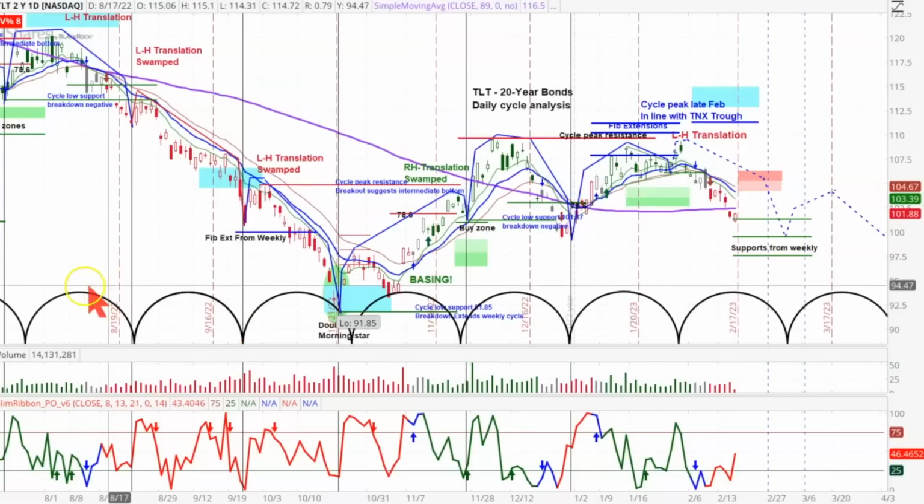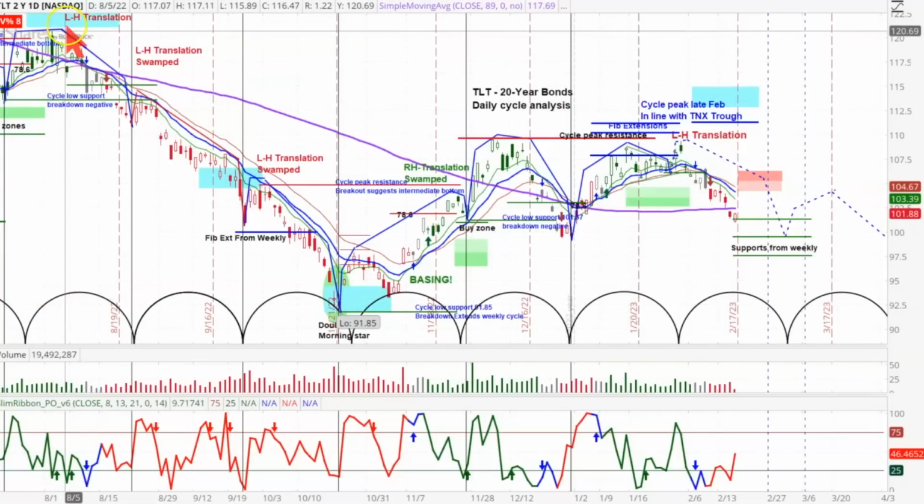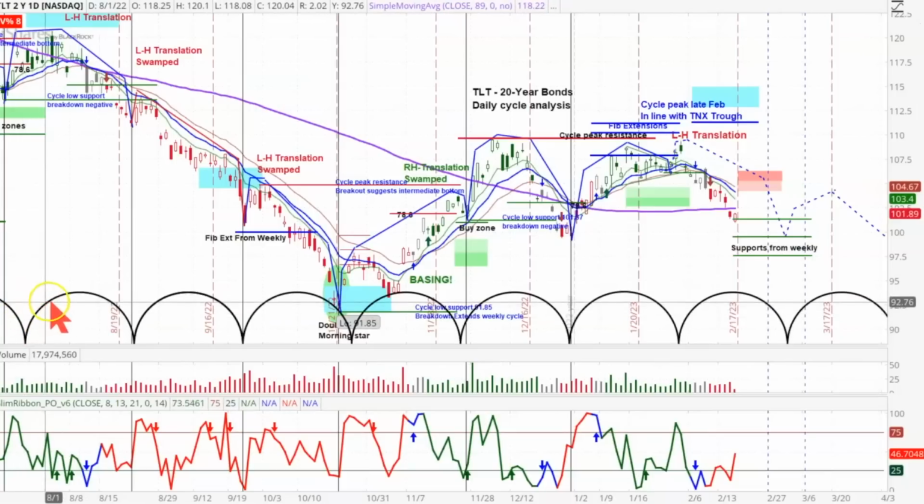So when a cycle peaks on the left side of the ideal, as this one did right over here, it's called a left-hand translation. You can see that LH translation listed there. What that tells you is that there are energies that are pushing on the downside and caused an early peak.